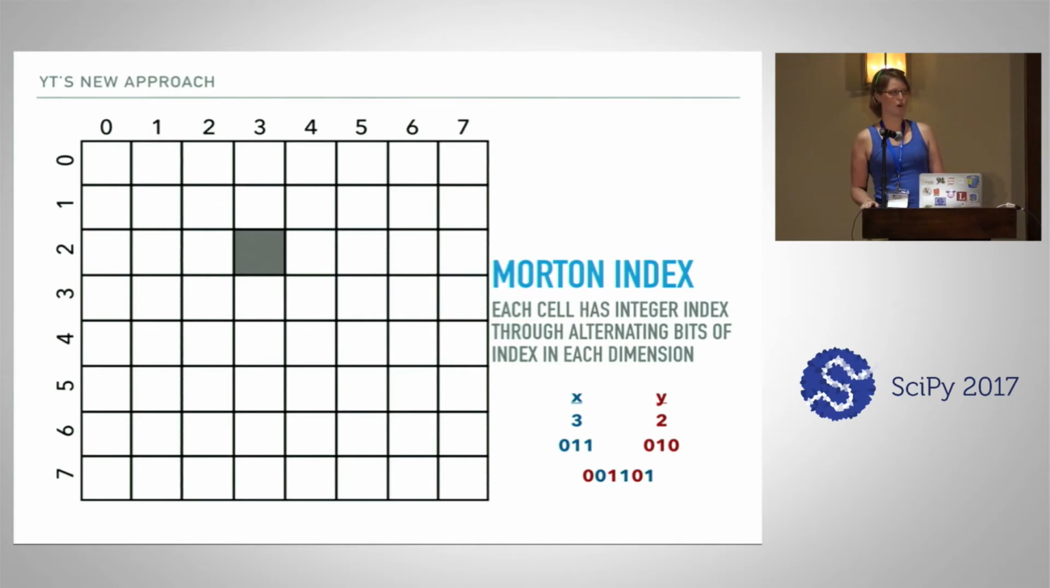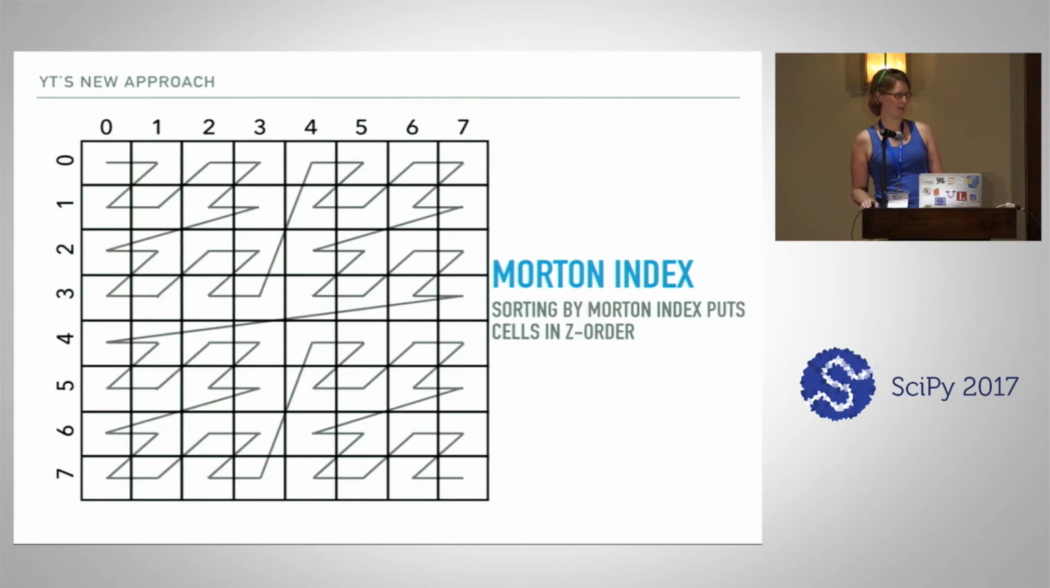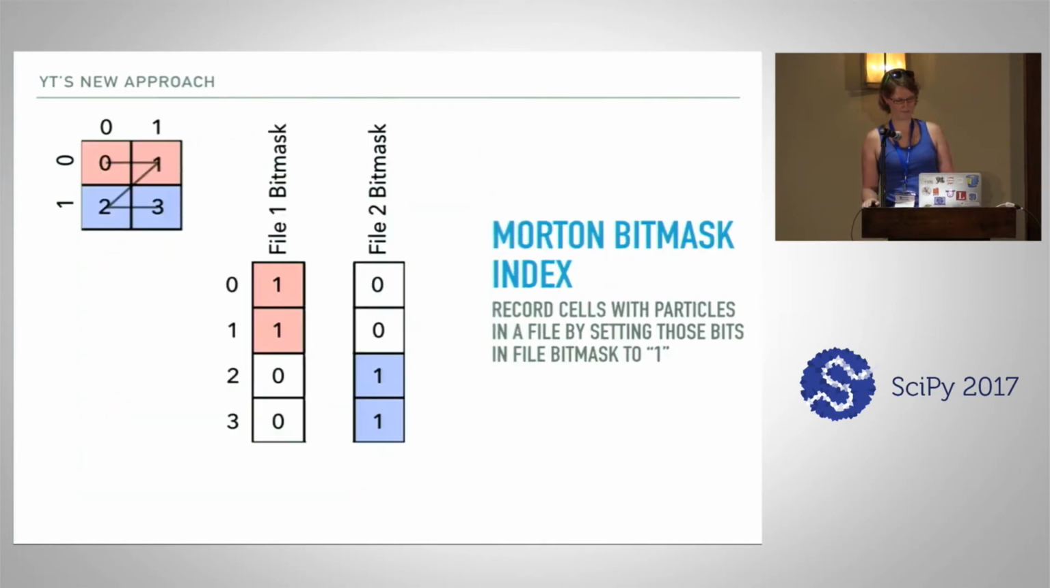And if you were to order the indices of these cells, you'd get this pattern, which is the Morton or Z order curve, which is also, if you'll notice, somewhat localized. Not as good as Hilbert, but still good.